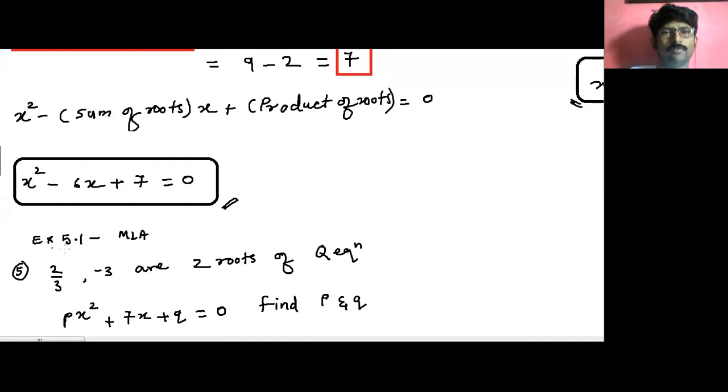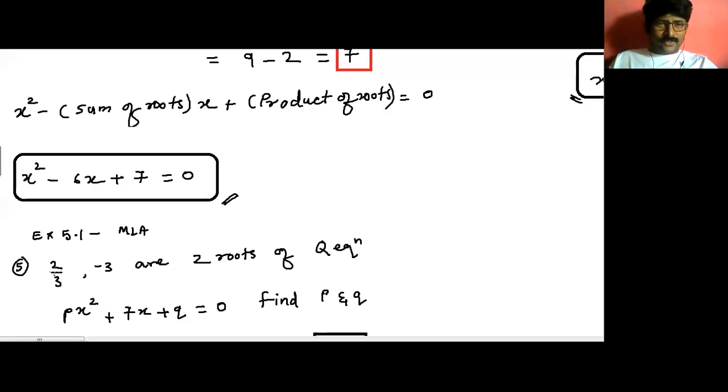Okay guys, so we'll move ahead with the next question. Say exercise 5.1 from MLA. 2 by 3 comma minus 3 are the two roots of the quadratic equation, in the format of px square plus 7x plus q is equal to 0. Find the value of p and q. So guys, you can pause the video over here, solve this and tell me what the values of p and q are.